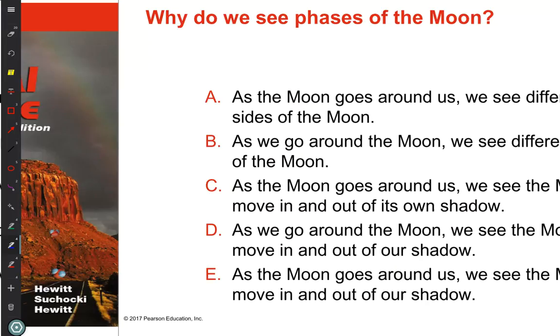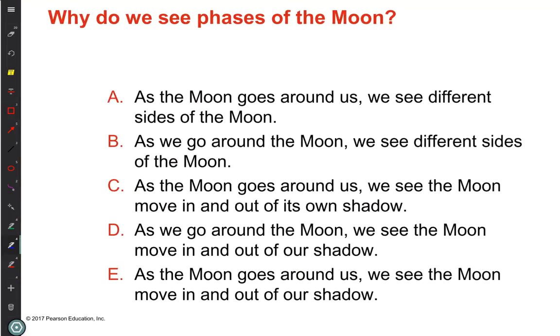We're going to start with clicker questions. So here's your first question. Why do we see phases of the moon? Because of the weight of the shadow reflects the sun.